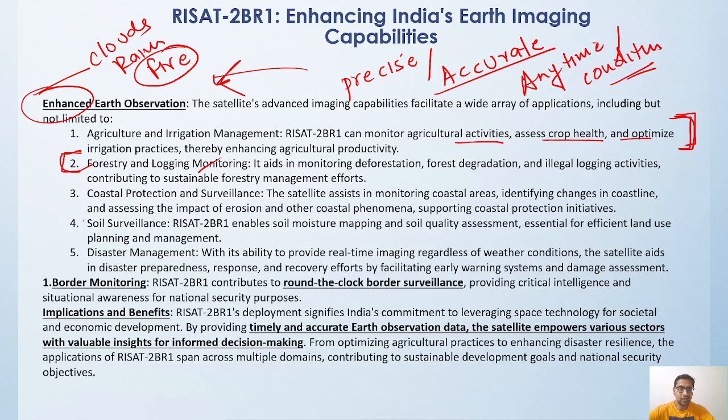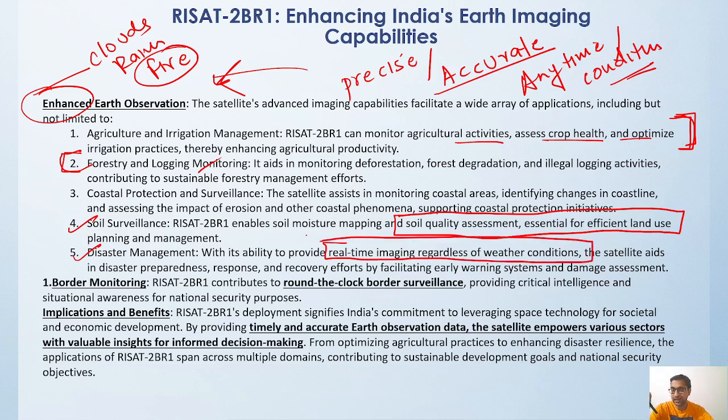Okay, soil surveillance and disaster management. In soil surveillance, it will be mapping the quality of the soil and whether the soil is being properly utilized or not. It will also provide real-time imaging regardless of the weather condition, because this is a highly accurate satellite which will be utilized whatever the weather conditions are. It will help us in disaster preparedness, preparing us beforehand, and it will also provide early warning systems to various places.